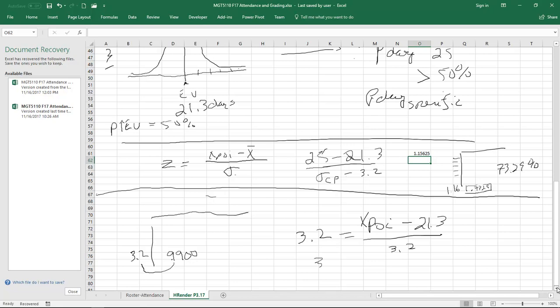Okay, so 3.2 times 3.2. I just multiply both sides by that. This sigma happens to be 3.2 also. Okay, we're solving for this. That is equal to our point of interest minus 21.3. So then we just add 21.3 to both sides, and that is your answer right here if you calculated that out. Now you have to figure out these numbers.